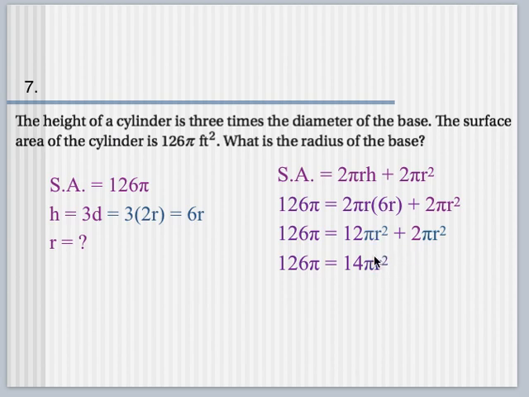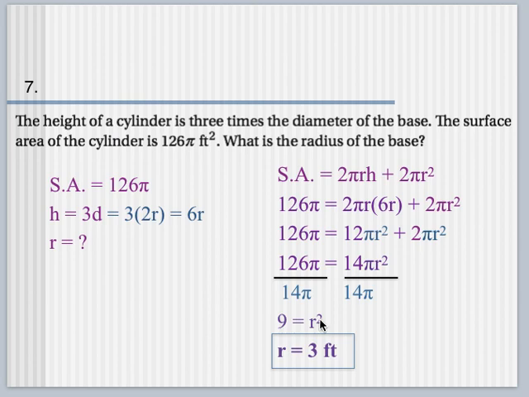Next, you could circle the r squared and work to get r squared by itself. So you would divide both sides by 14 pi. That gets r squared by itself, and you get 9 on the other side of your equation. To get rid of the square, you just have to square root both sides of your equation. So radius would be square root of 9, which is 3 feet. Don't forget your units. Since surface area was feet squared, your units would be feet.